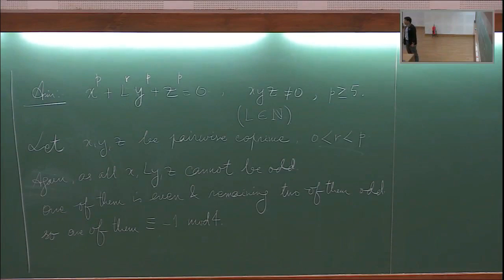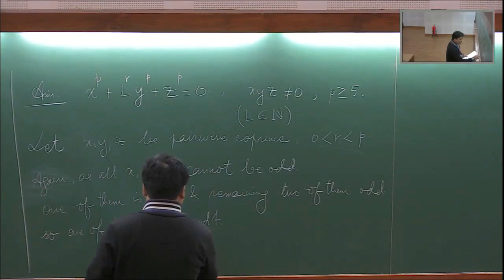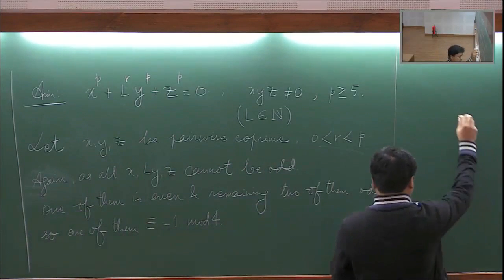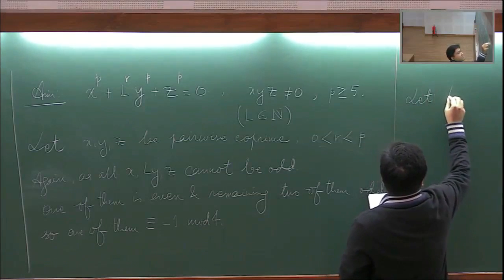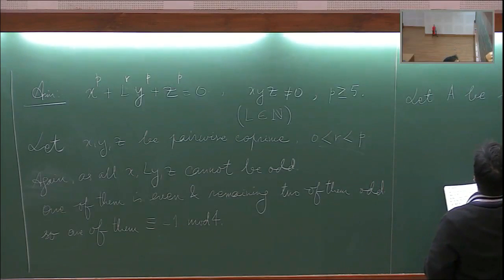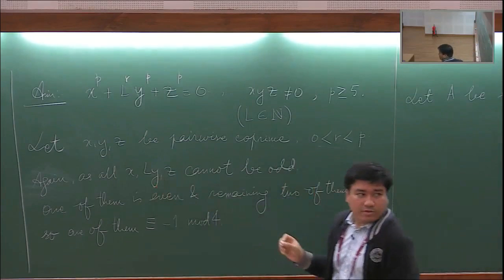If L is even, then L^r y is even, then x and z have to be odd. So one of them among x, L^r y, z is congruent to -1 mod 4. So I'm just going to write, let A denote that number. So let A be such that A is congruent to -1 mod 4. So A is one of those x, L^r y, and z which is congruent to -1 mod 4.